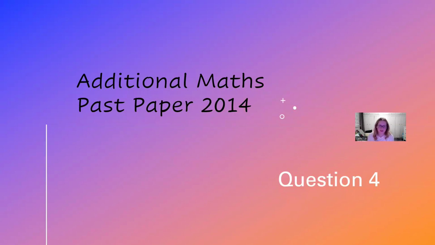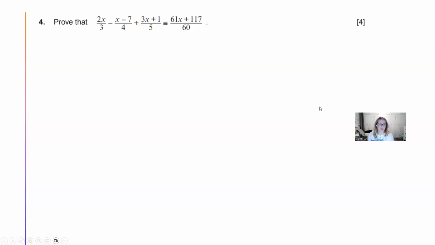This is the additional maths paper 2014, and we're looking at question 4 today. So the question you've got in front of you, you've got an algebraic statement that is saying that it is exactly the same as the other part, and we need to prove it.